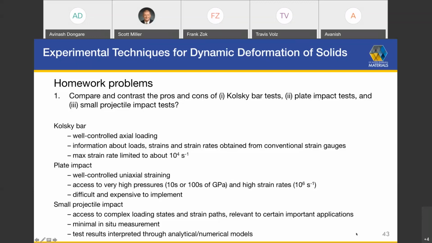Hi, Frank. This is Avi again. I just added a question. How does this compare with laser shocks, which is pushing the strain rates to much higher rates, like 10 to the power 10 and much smaller samples? Yeah.